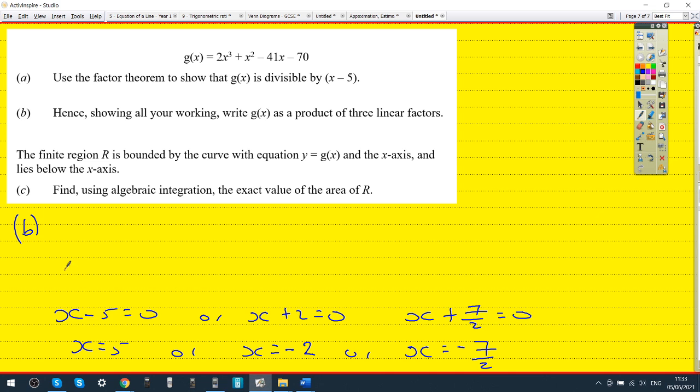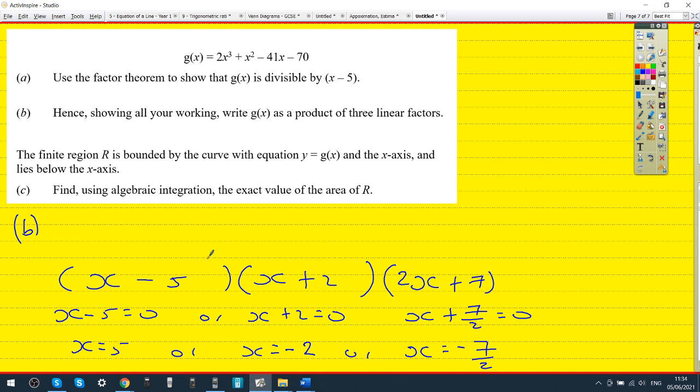What's next? Do you put them all in brackets next to each other? So that's going to be x minus 5, that's going to be x plus 2. These can't be fractions, they have to be whole numbers. So you multiply both sides by 2 and get 2x plus 7 equals 0. That's 2x plus 7, that one's x plus 2, that one's x minus 5.